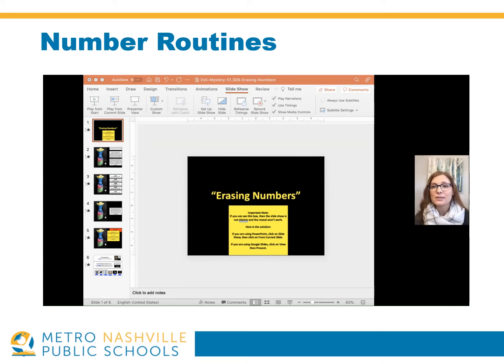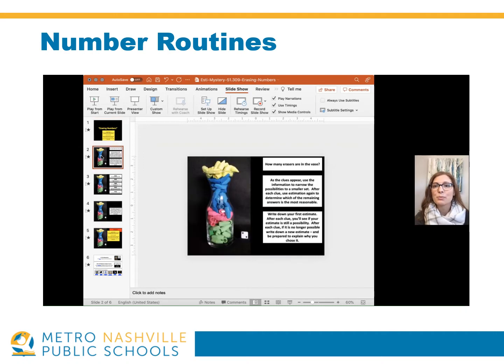Slide 1 gives you the title, in this case, Erasing Numbers. Notice that the yellow box reminds you to put it in presentation mode. Most of the slide decks have this reminder. The second slide explains the process. It gives the student a question to answer. Typically, what's the total number of, in this case, erasers?